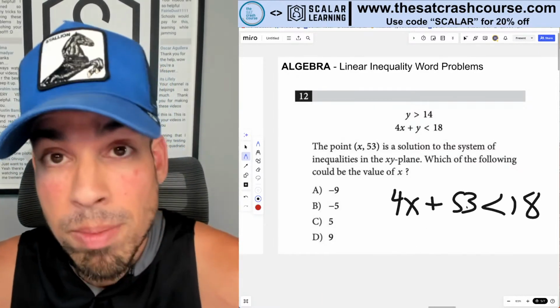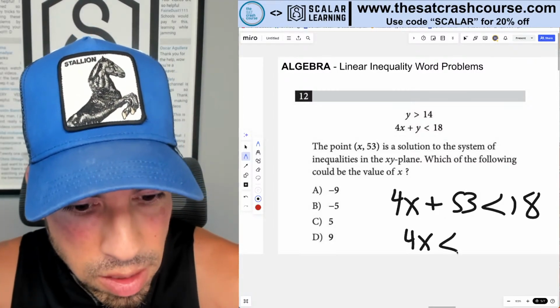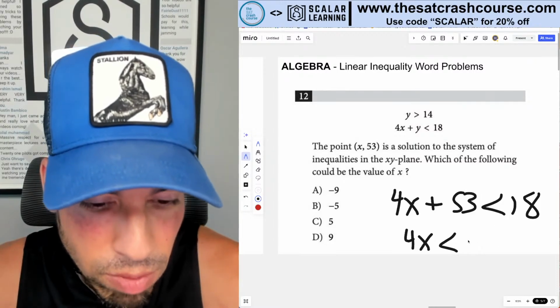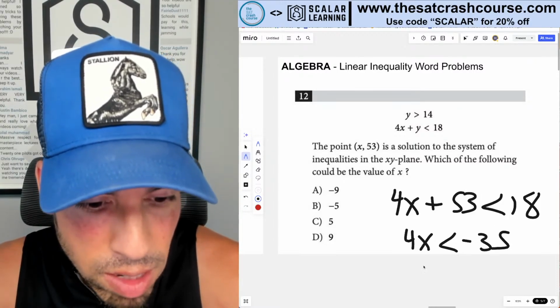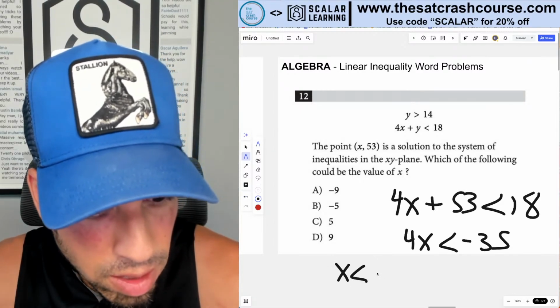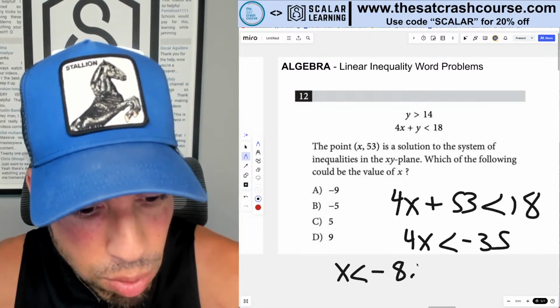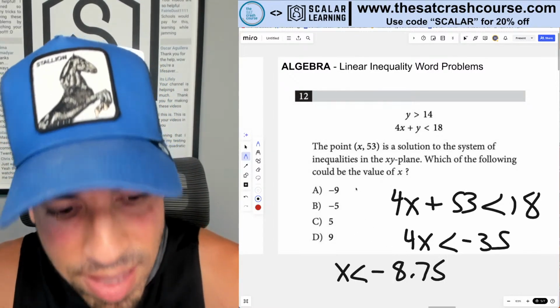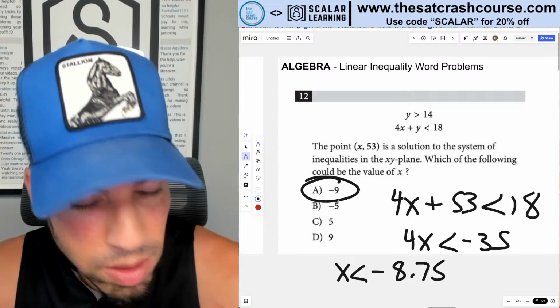Now I got an inequality. I'm going to isolate for x. 4x is less than 18 minus 53. What is that? Negative 35, right? Negative 35 divided by 4. And we've got x is less than negative, I think that's 8.75, right? You can, again, use a calculator. So the only value that's less than negative 8.75 is this one.